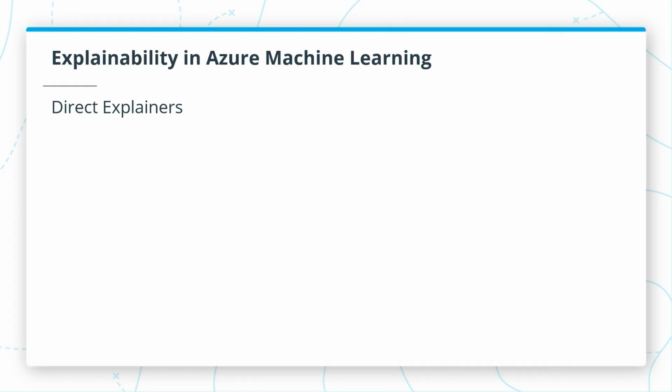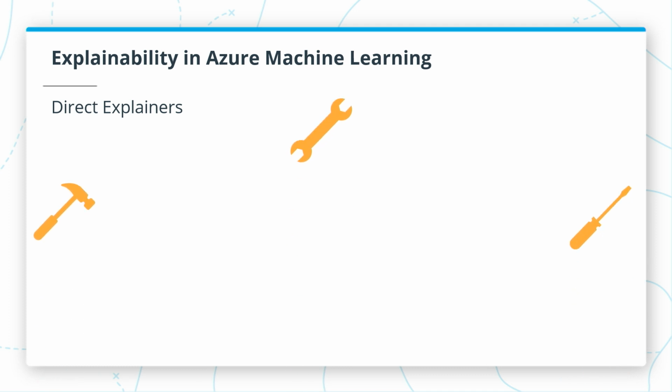In Azure Machine Learning, we can explain models using the aptly named explainers. There are two kinds of explainers, direct explainers and meta explainers. Both are available using the Azure Machine Learning SDK. Let's start with direct explainers.